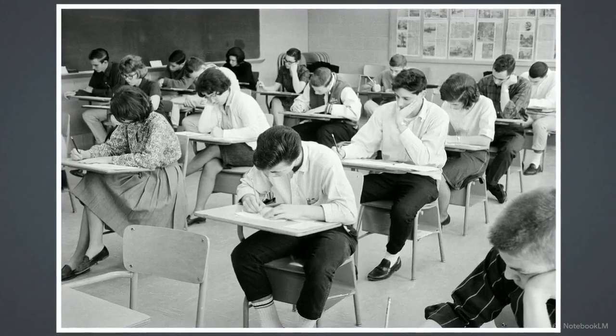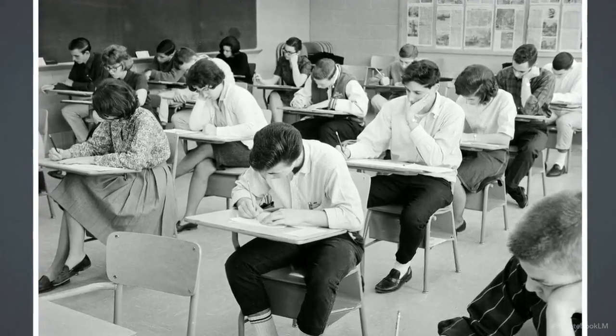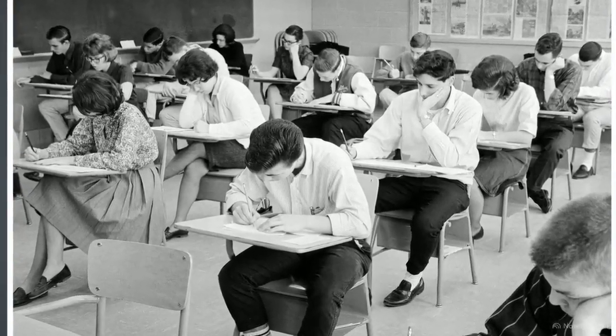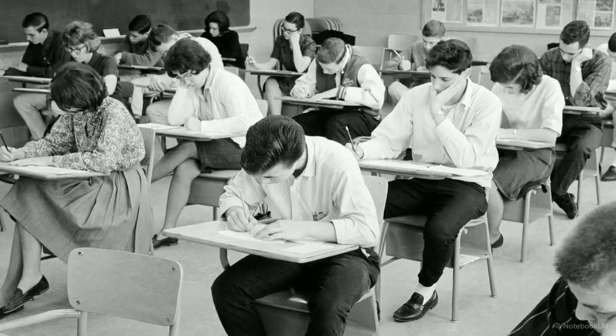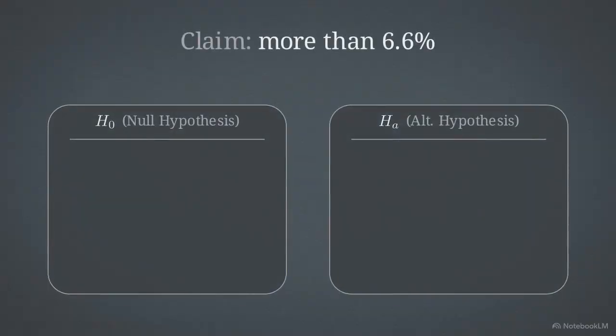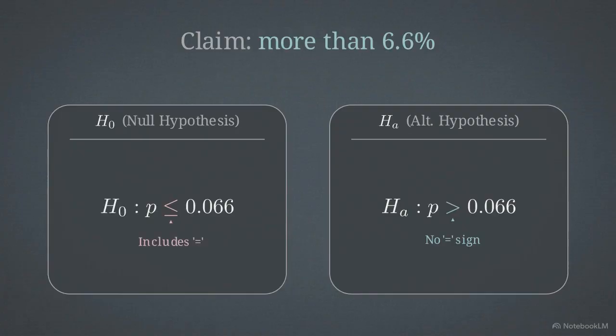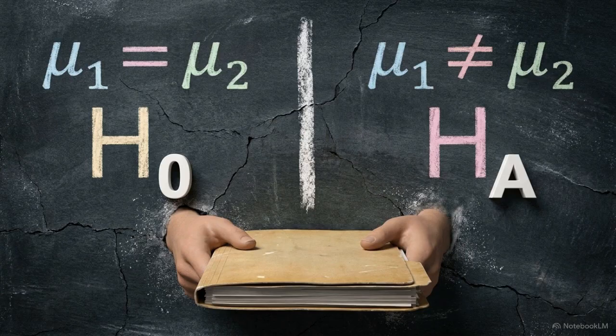We can apply this to a test determining if more than 6.6% of U.S. students take advanced placement exams. The claim is more than 6.6%. Because that condition lacks equality, it becomes the alternative hypothesis, which automatically sets the null as less than or equal to 6.6%. These two hypotheses cover every mathematical possibility, establishing a logical foundation before we examine the sample data.